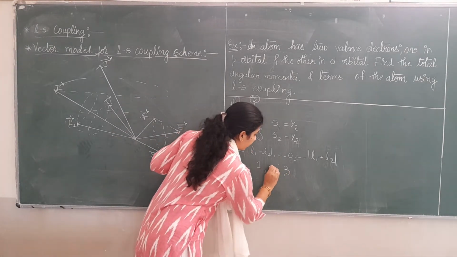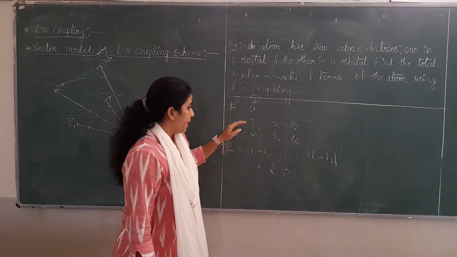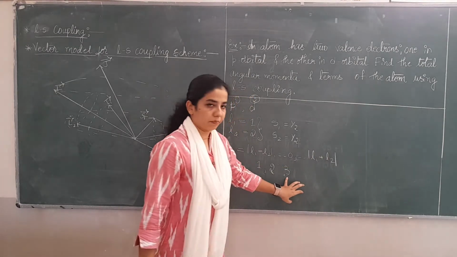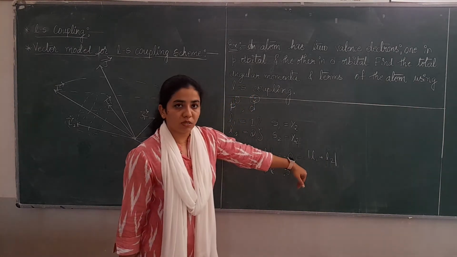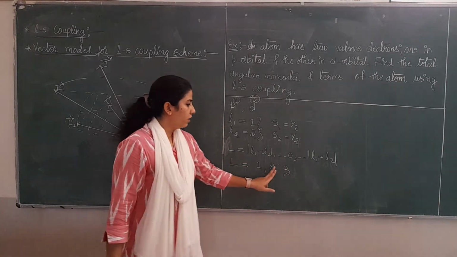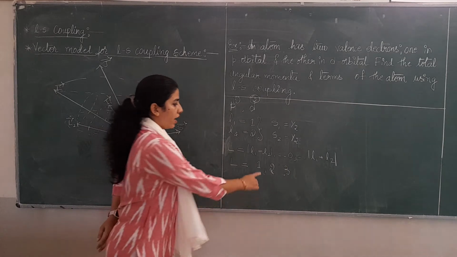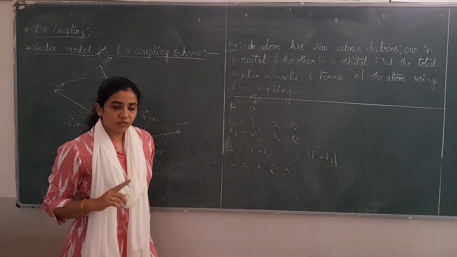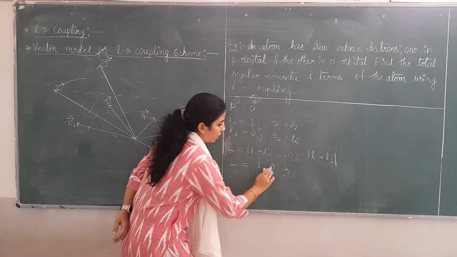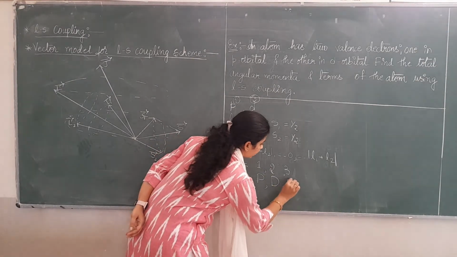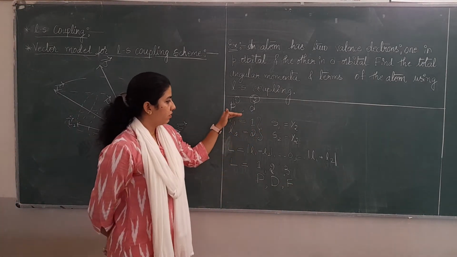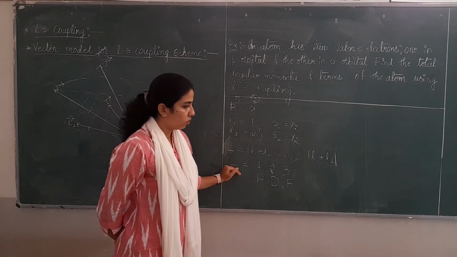up to mod of L1 plus L2, and whatever values come in between, we have to write those values. Mod of L1 minus L2 is 1, and L1 plus L2 is 3. How many integers are possible between these two? Only 1. So the values of L are 1, 2, 3. While studying the selection rules, we have seen that 1 refers to the p state, 2 refers to the d state, and 3 refers to the f state. Now one part is over. We have taken the resultant orbital quantum number.